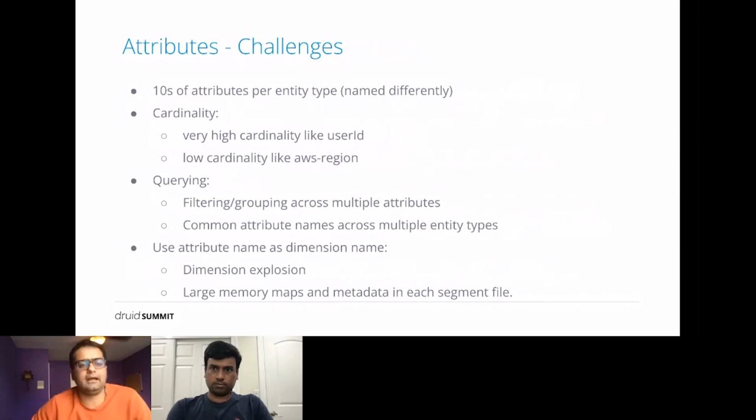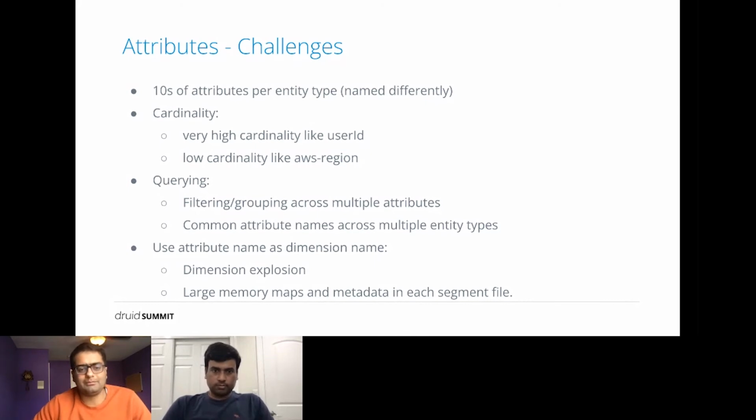So as you see, one entity type can have tens of attributes, and some of them will be very high cardinality. For example, think of an entity type called a particular app that you're monitoring, and you are always ingesting the user ID as an attribute. A user ID for an application can have millions of values, so it can be very high cardinality, or it can be something really low cardinality, like an AWS region, which has only about 20 values across the whole world. And when we query them, we were going to filter or group across multiple of these attributes.